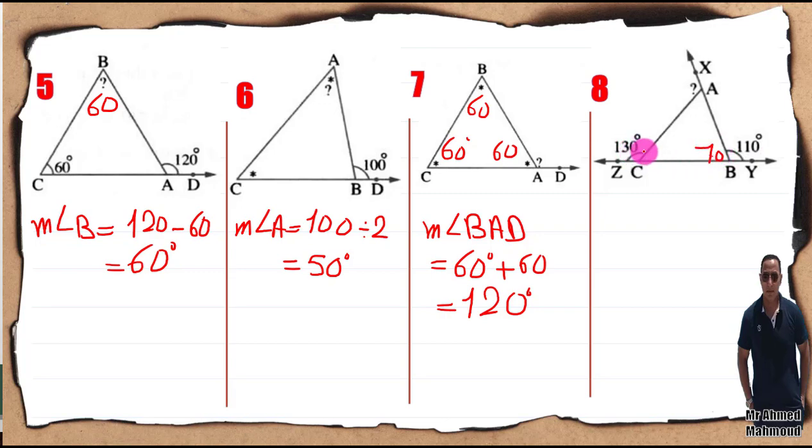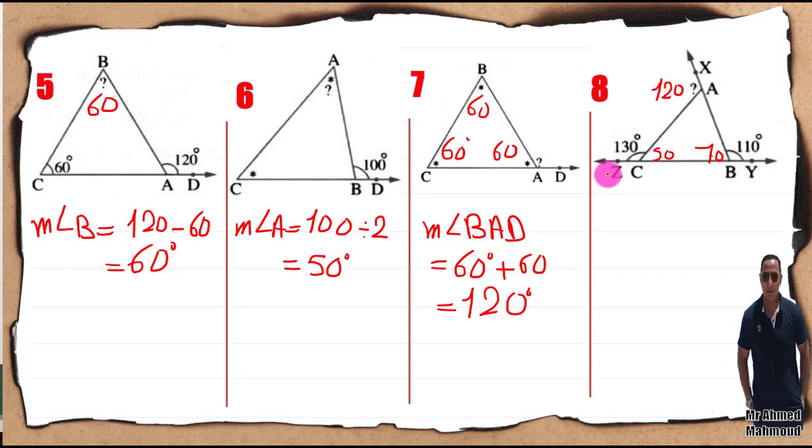And 180 minus 130 equals 50. So angle XAC equals 70 plus 50 equals 120 degrees. Actually, I have another way, and it is simpler than this one. How? Angles A, B and C are all exterior angles. We know that the sum of the exterior angles equals 360. So I can find this one directly by subtracting 360 minus (110 plus 130).